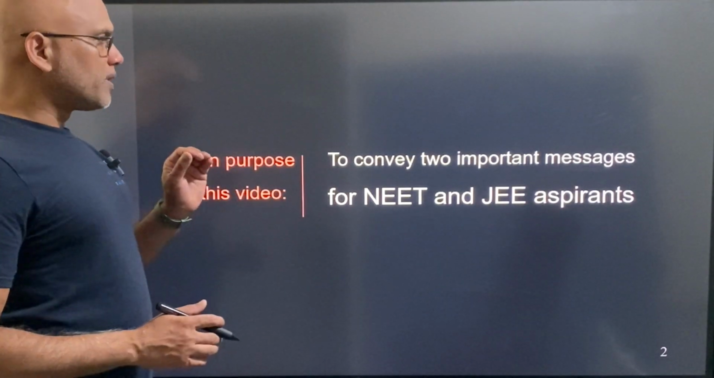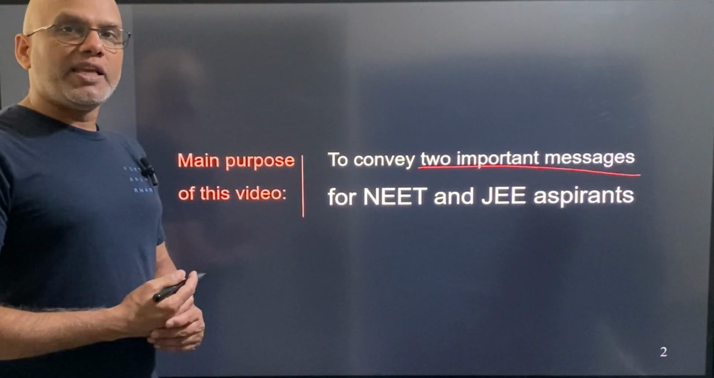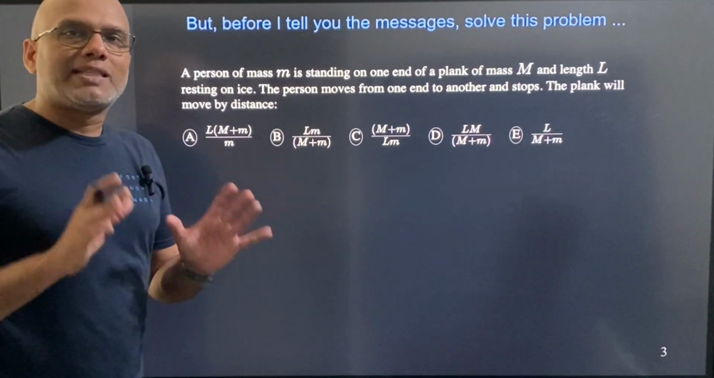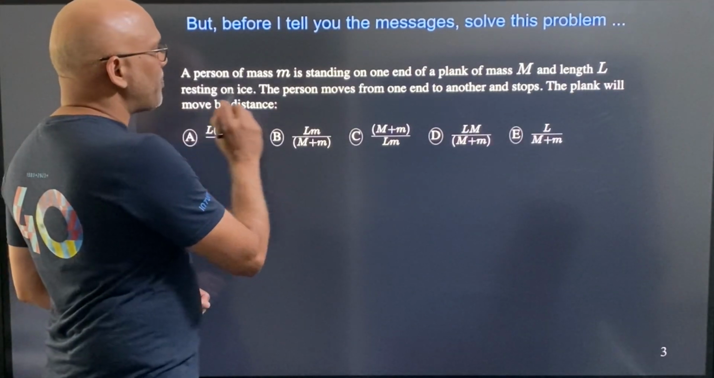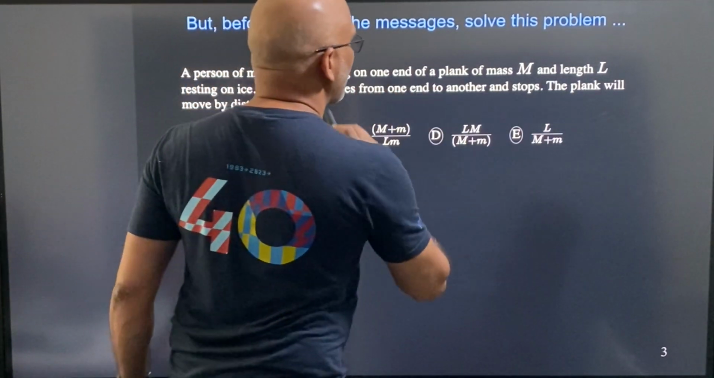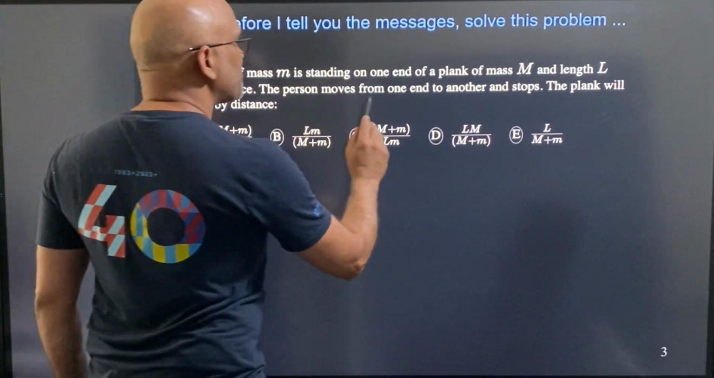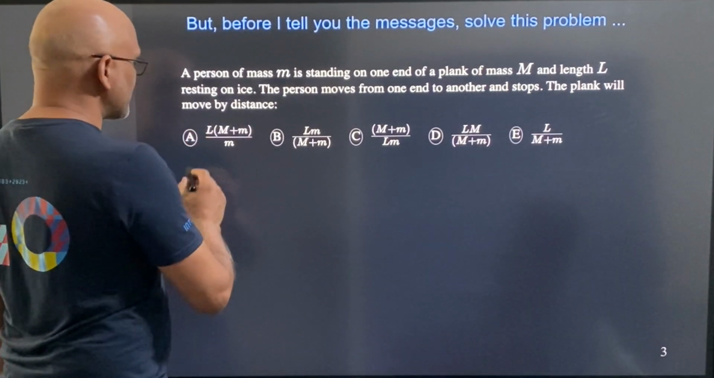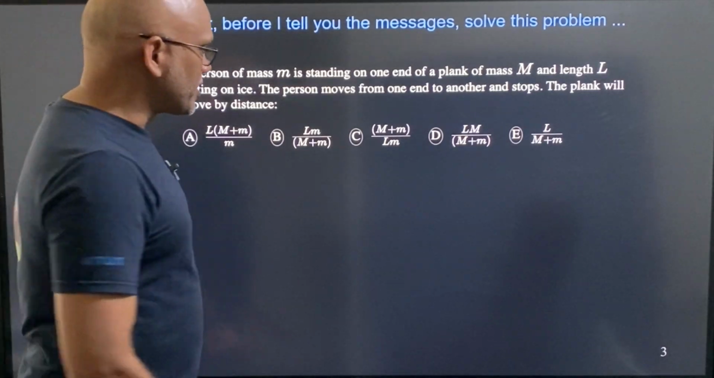The main purpose of this video is to share two important messages for JEE and NEET aspirants. All right, but before I tell you the message, I want you to solve this problem. A person of mass m is standing on one end of a plank of mass M and length L, resting on ice. The person moves from one end to another end and stops. The plank will move by distance. There are 5 choices and you have to choose the correct choice.